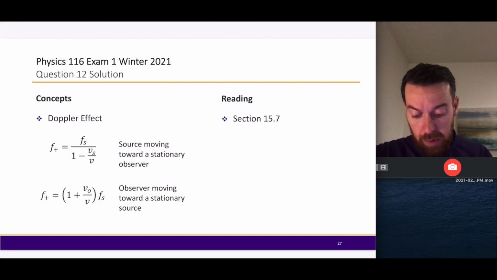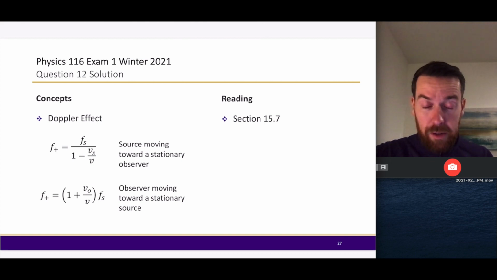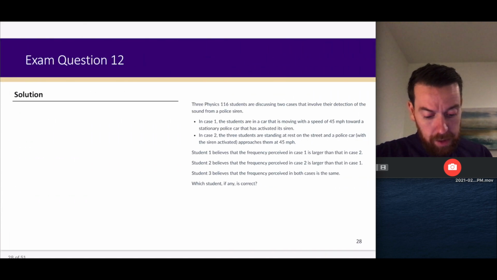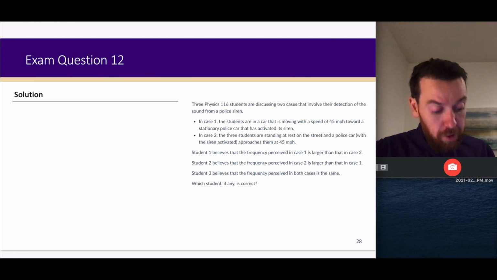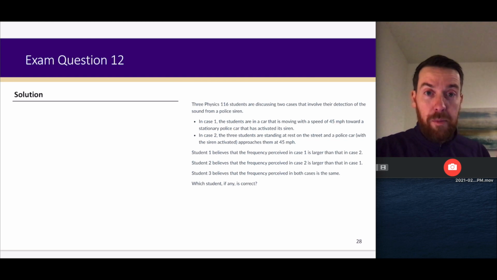So looking at these two expressions, which one gives us the larger perceived frequency? That's what the question was getting at. So 3 physical and 16 students are discussing two cases involving the detection of a sound from a police siren. In case 1, the students are in a car that's moving with a speed of 45 miles an hour toward a stationary police car. So that's a moving observer toward a stationary source.